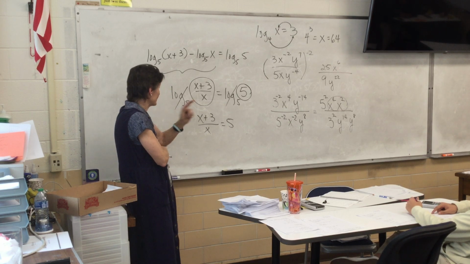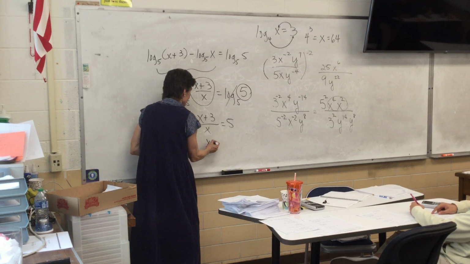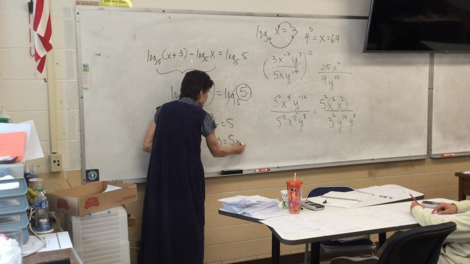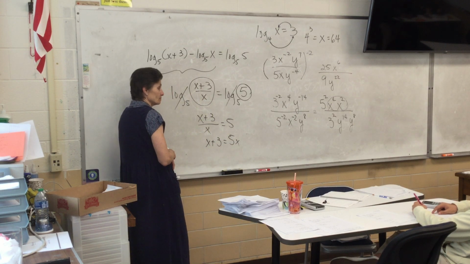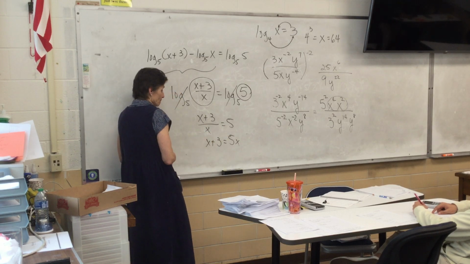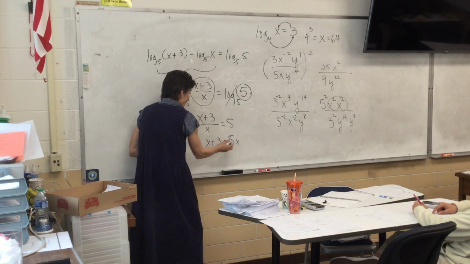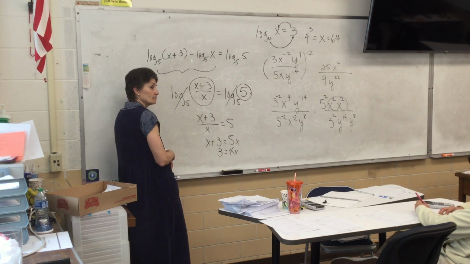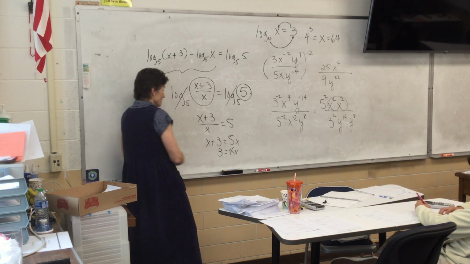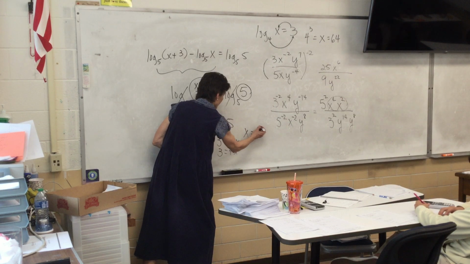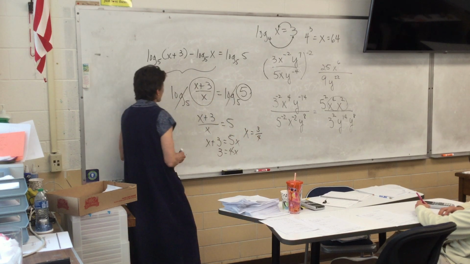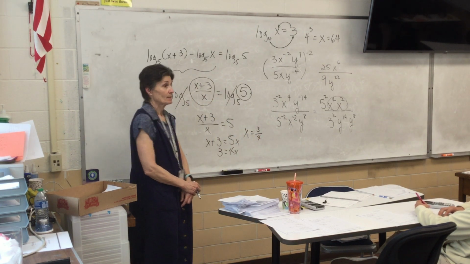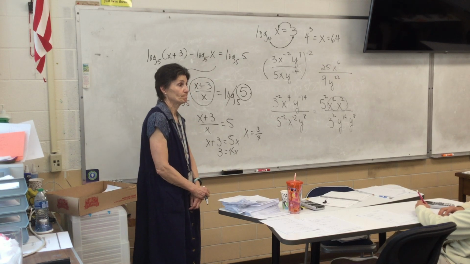Okay? Well, let's solve it. So x plus 3 equals 5x. Multiply that over there. Subtract x, so 3 equals 4x. Divide by 4, so x equals 3/4. So the answer to the problem is 3/4.